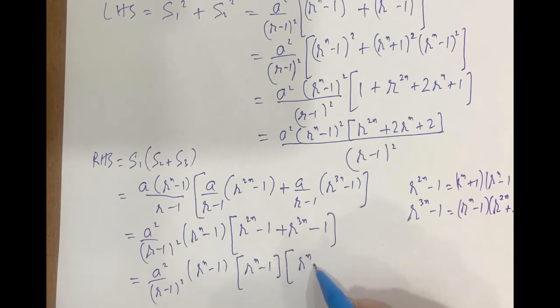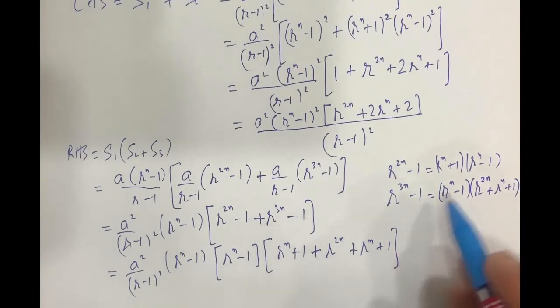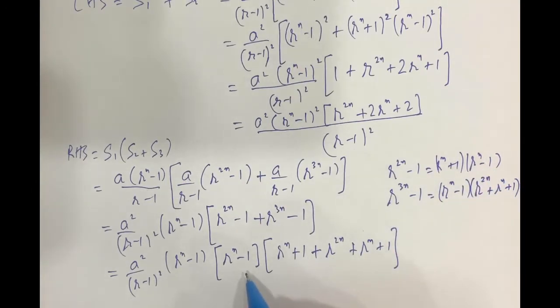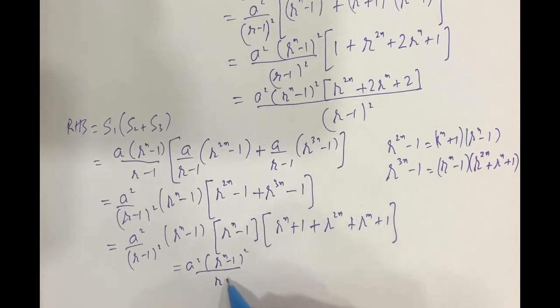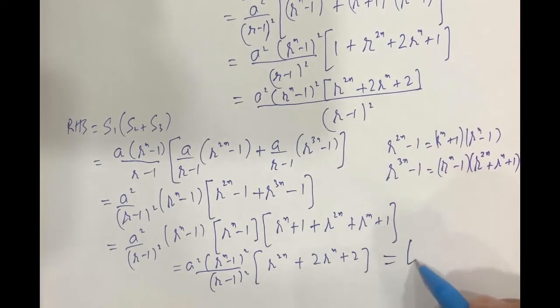Inside (r^n minus 1) and plus r^(2n) plus r^n plus 1. This will be r^n plus 1 because we are taking r^n minus 1 common. So this gives us a square into (r^n minus 1) whole square, this is (r minus 1) whole square into r^(2n) plus 2 into r^n plus 2. So you can see which is same as this. This is same as the left hand side. This is what we wanted to prove.